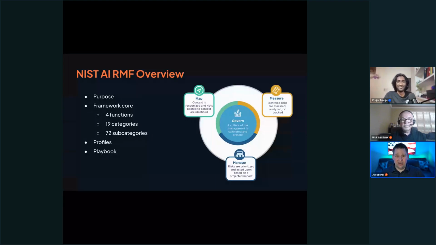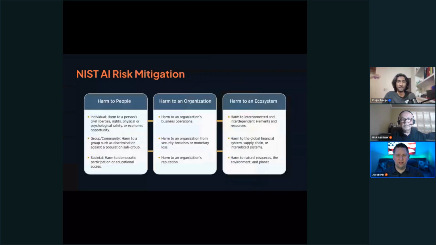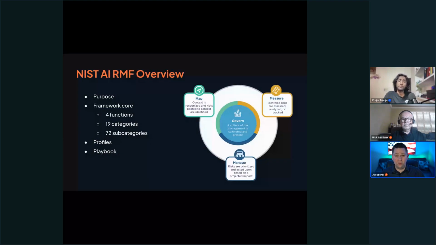The manage function entails allocating risk resources to mapped and measured risks on a regular basis and as defined by the govern function. Now, we also have profiles. They're tailored AI RMF guidance for a specific setting or use case, whether for a specific sector, workflow, or task. And then you have playbooks, and their outcomes in the framework core.